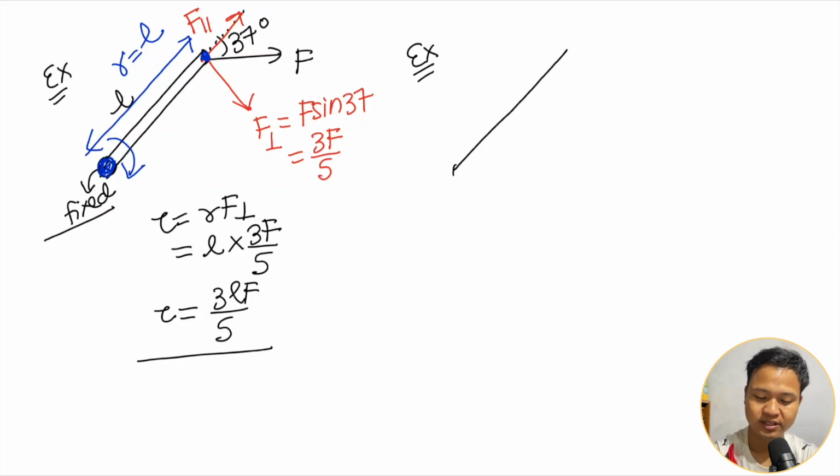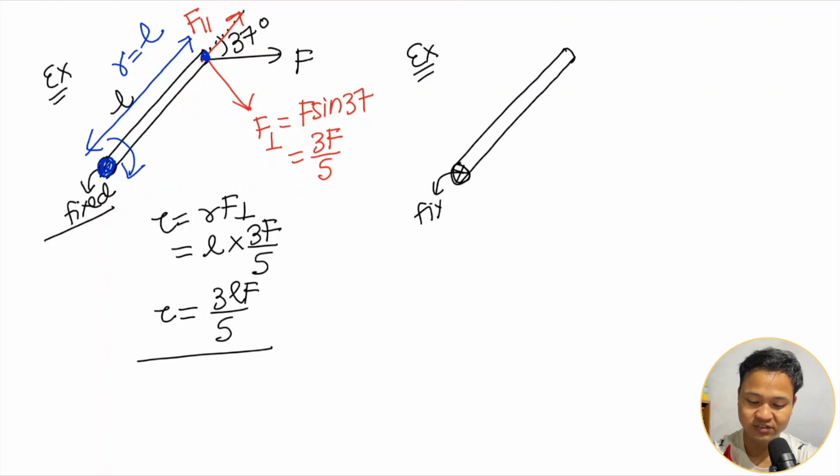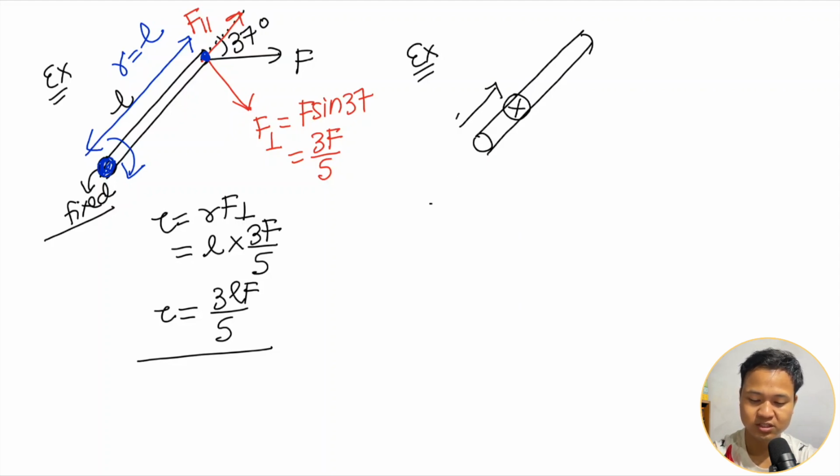One more example. I have a rod again, a uniform rod. Here this is the fixed point. Let's do a little bit different: now the fixed point is at a distance of, say, l by 3. Now the force f is again applied at an angle of 37 degrees. So what is the torque?